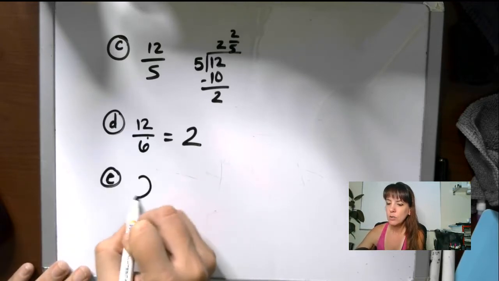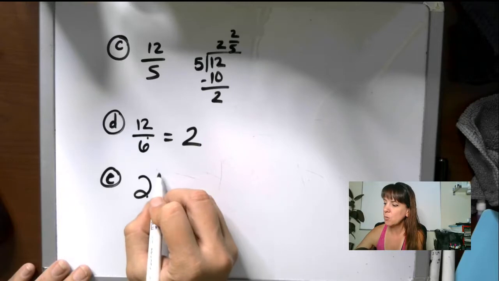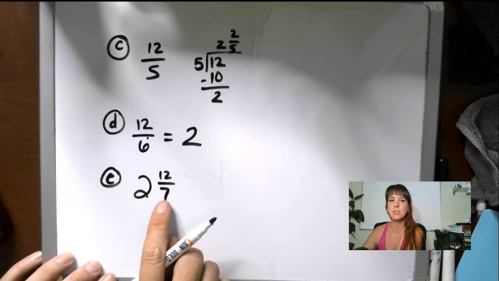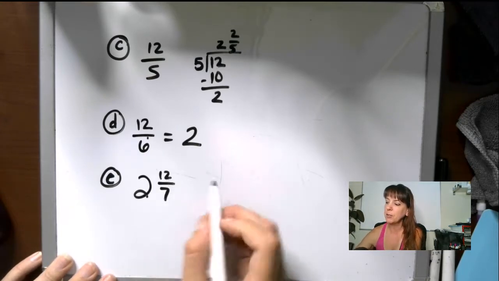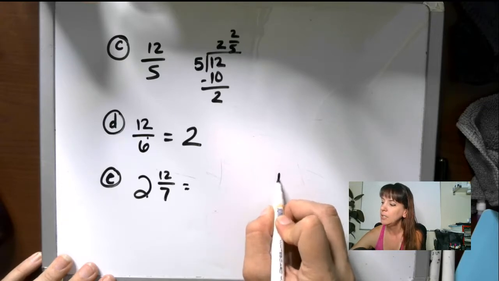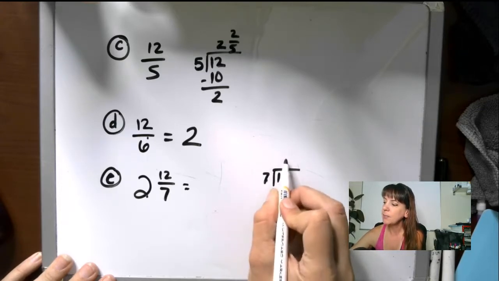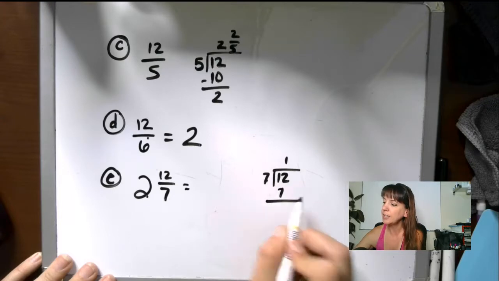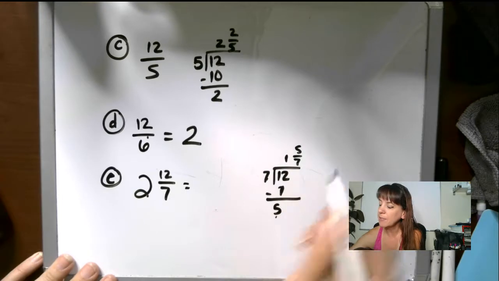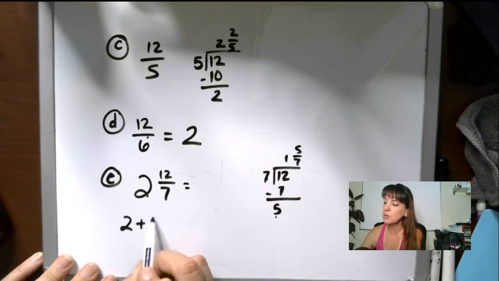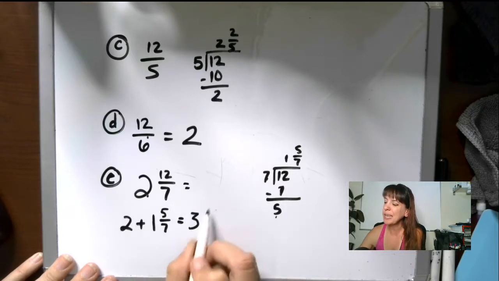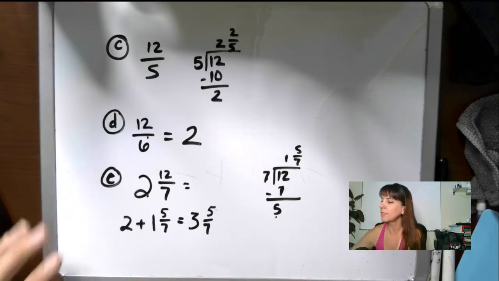E. 2 and 12/7. So it's almost a mixed number, but we've got to fix this one fraction. So we're going to do that part first. How many times does 7 go into 12 without going over? So let's do some side work over here. 12, 7, that's going to be 1, that's 7. We're subtracting here, we get 5. So 1 5/7. So this is 2 plus 1 5/7. That gives us 3 5/7. 3 5/7 for E.